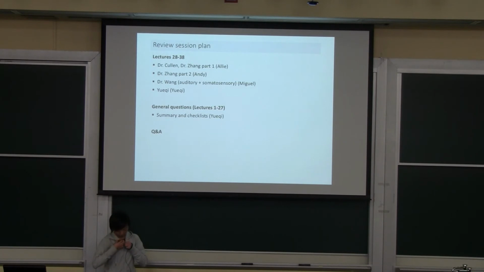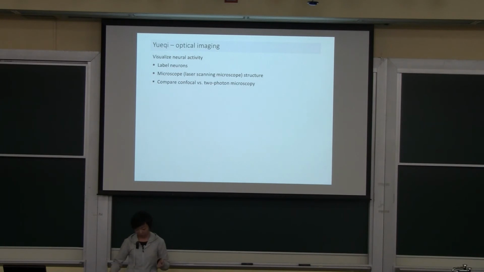Okay, so I'll first go through my own lecture. So maybe this part will only take less than 10 minutes, and I haven't thought about what question to give. But I basically introduced another technique to record neural activity. So previously we have been talking about electrophysiology, which is extracellular recording or intracellular recording, and we also talked about fMRI, and this is another way to image neural activity.